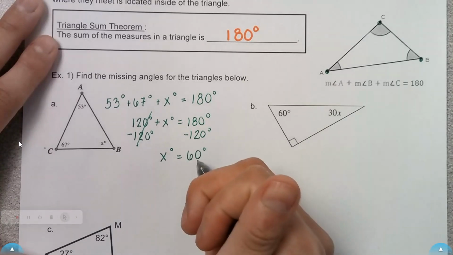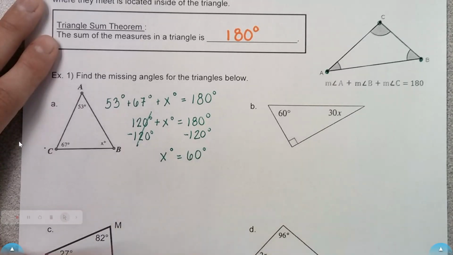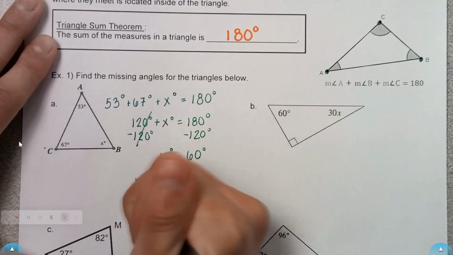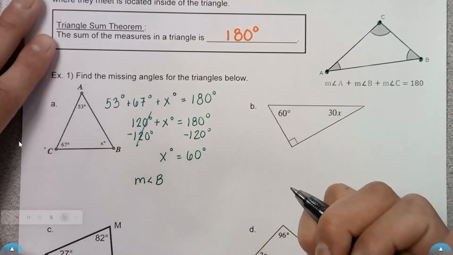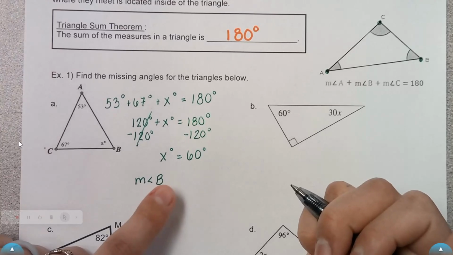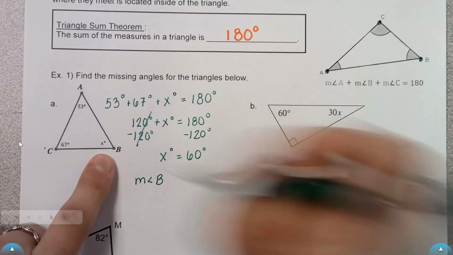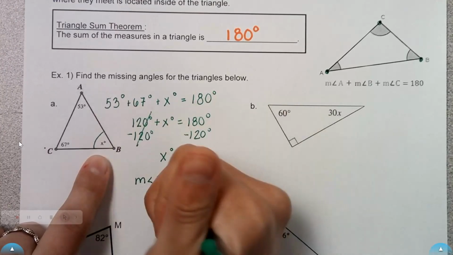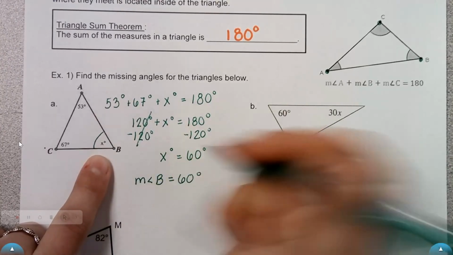Okay, so that 60, if I plug it back in for x, should be the same thing. So the measure of angle B, right, because I want to make sure that I'm consistent and put the correct markings. So that angle, this one in the corner, is 60 degrees.